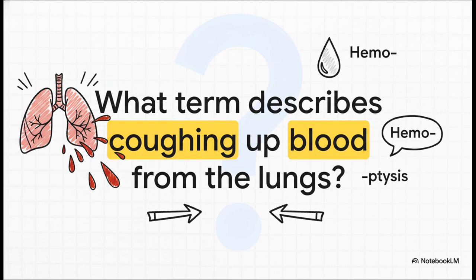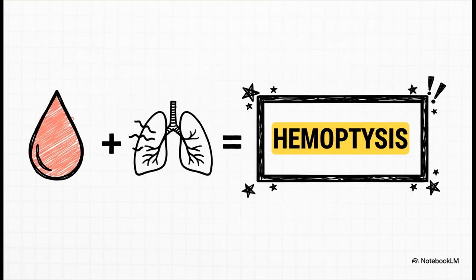Let's do it. What's the medical term for coughing up blood? Okay, your code keys for this one are the prefix hemo, which means blood, and the suffix ptysis, which means spitting or coughing. Yes, the answer is hemoptysis. Hemo for blood, ptysis for coughing. It's just another perfect example of how these simple little building blocks come together to create these powerful, really specific meanings. You're getting the hang of this for sure.